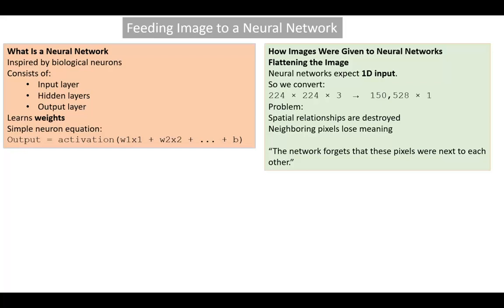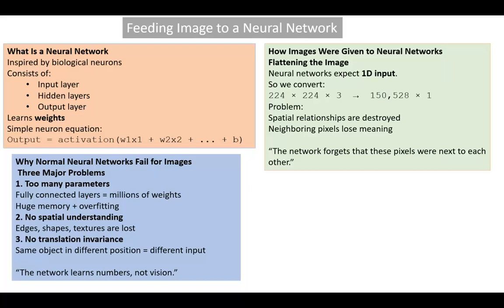The neighboring pixels will lose their meanings. So they don't understand that these are the neighboring pixels of this particular pixel. So the neural network forgets that these pixels were next to each other. So it's a real problem with the neural network. The problems could be classified into 3.